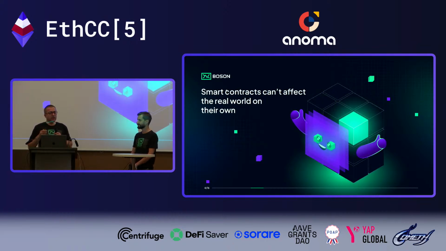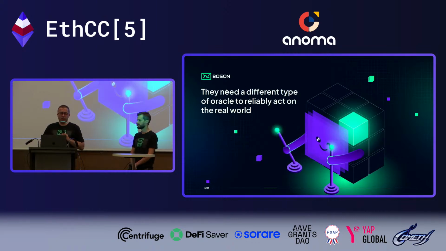But a closely related problem is that smart contracts can't affect the real world on their own. If we have an instruction or a transaction originating in a smart contract, they can't trust that it has executed in the real world. And this is a general problem. So they need a different type of oracle to reliably be able to act on the real world.